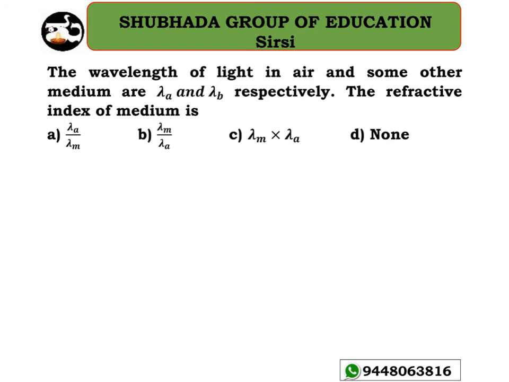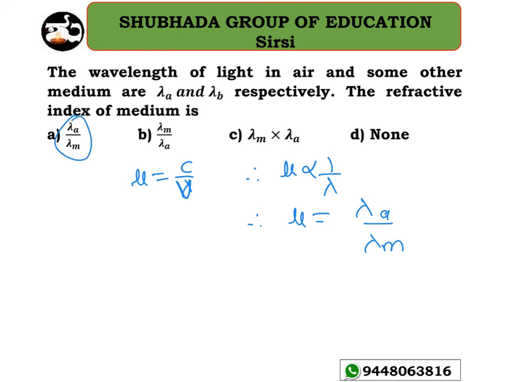The wavelength of light in air and some other medium is lambda A and lambda B respectively. The refractive index of the medium is? You know that mu is equal to C divided by V. Therefore, mu is inversely proportional to lambda as well. So I can say that mu is equal to lambda A divided by lambda of the medium. Let me take lambda M because the options contain M. Lambda A divided by lambda M. Option A is the right answer for this question.